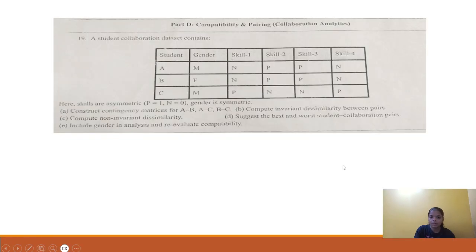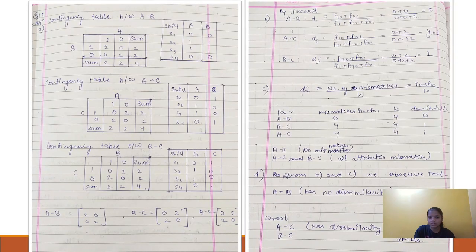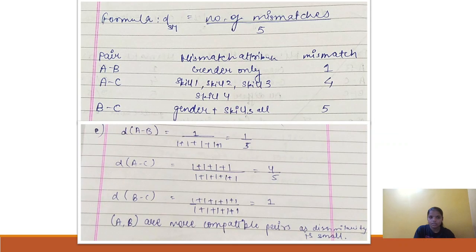Now in the D part, we have to suggest the best and the worst collaboration of the pair. From parts B and C, we observe that AB has no dissimilarity, meaning they have the same skills, but BC and AC have dissimilarities, meaning they have no skills that match. In the last part, we have to include gender also and find the compatibility. So our formula is number of mismatches upon 5, because here we have included gender.